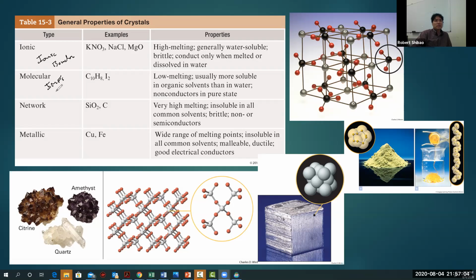And what are IMFs? Well, we have dispersion or London, we have dipole, and we have H bonds. H bonds are the strongest for small molecules. For large molecules, dispersion forces are going to be the strongest. That's what holds them together, like I2 solid. Then we have network solids. These are covalent bonds, where we have the sharing of electrons, like quartz and diamond.